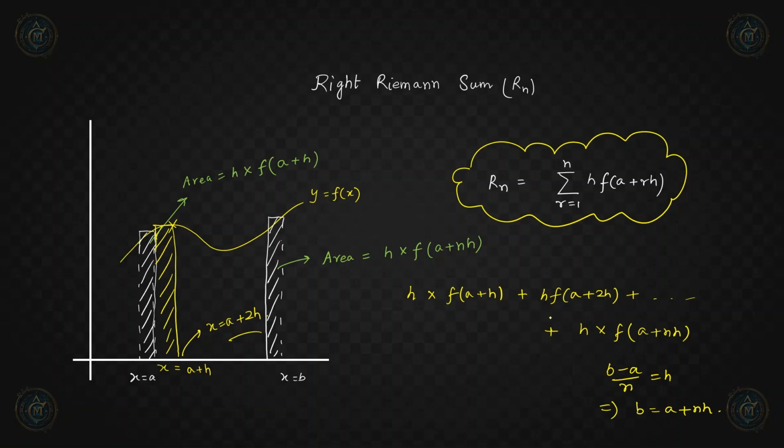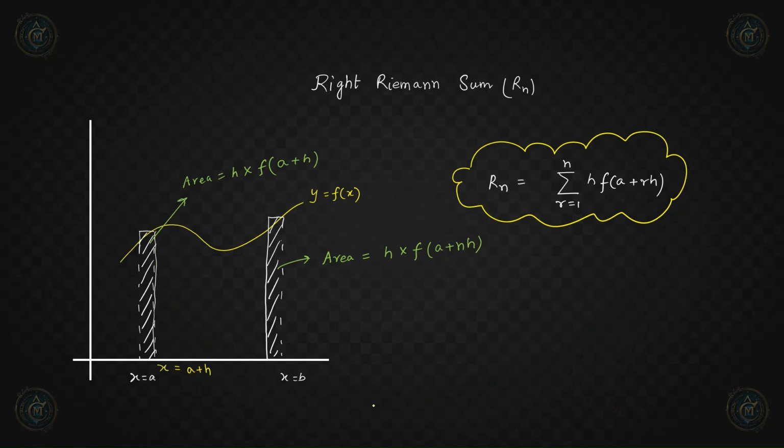So this thing we can write as the summation of h times f of a plus rh, where r is varying from r equal to 1 to n, right? So this thing we call the right Riemann sum. Why right Riemann sum? Because we are using the right endpoints of each subinterval. Okay, so this is the concept.